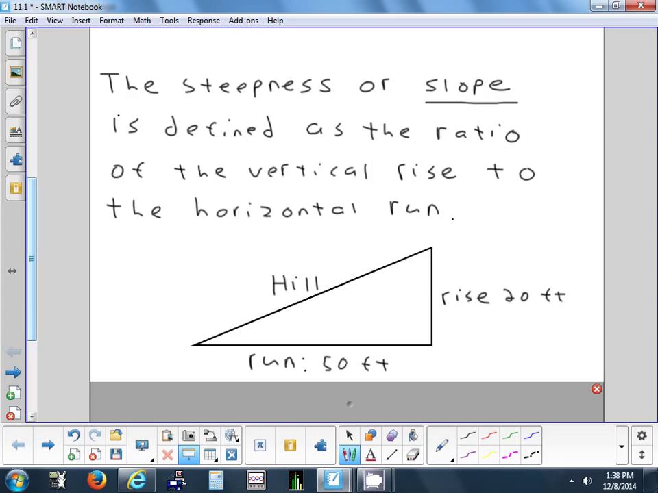So here's an example of a hill, or a ramp from the side, and it tells you the rise. This hill is 20 feet and the run is 50 feet. Somehow you have to remember rise is vertical. Think of if you let something go, what does it do? It rises, up and down. That's vertical. Run, think about when you run back and forth, that's horizontal. When you're on the ground and you run, that's horizontal. So run, horizontal; rise, vertical.